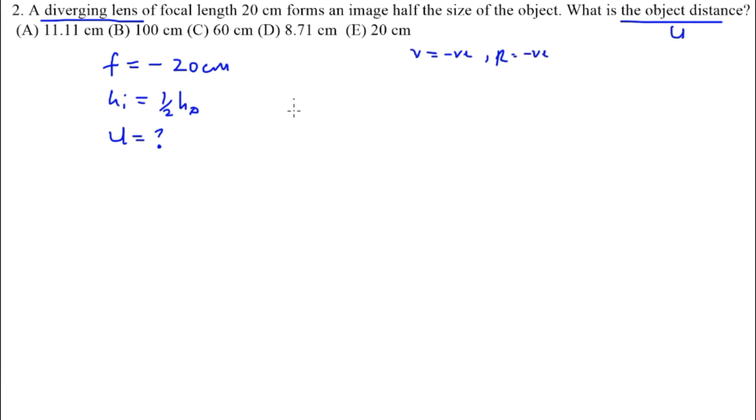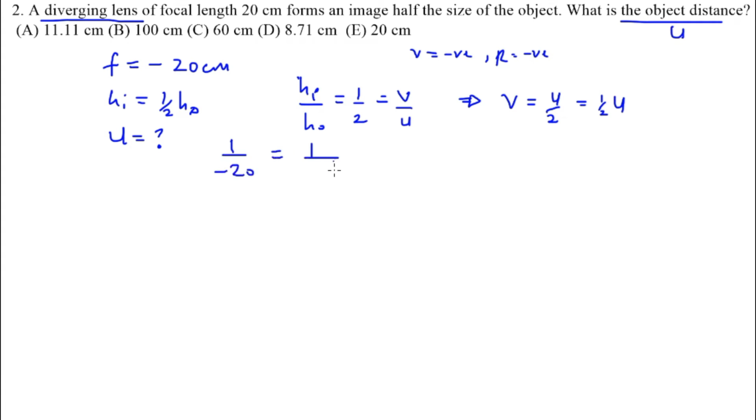Those are the characteristics. So it will be very simple if I just say that since hi is equal to half of h naught, it means that hi over h naught, just like I did in the first example, will be equal to half, and it will be equal to v over u, which means that v is equal to u over 2, or 1 over 2u, which is the same. So I can have 1 over f, that will be minus 20, which is equal to 1 over v, and of course v is negative, that's minus 1 over 2u, isn't it? Minus 1 over 2u.